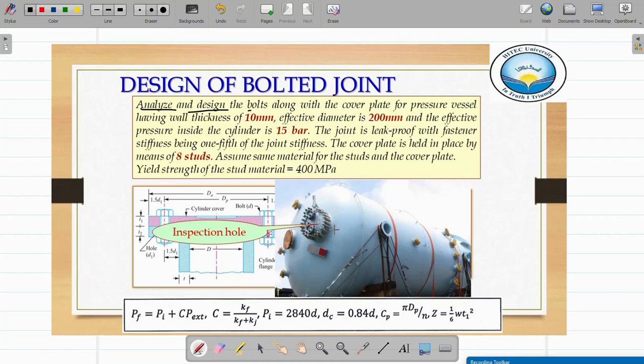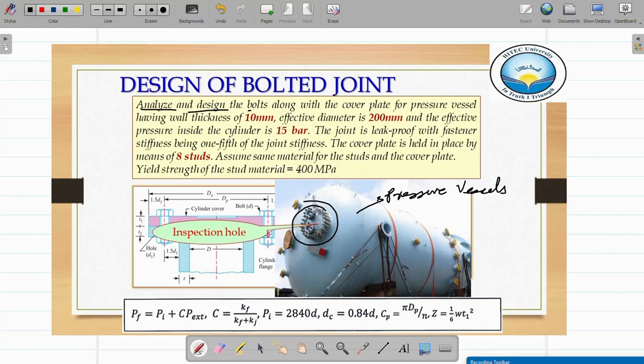So if you look at the assembly, these are very large pressure vessels. Pressure vessels are generally used to enclose very high pressure gases, and these are called inspection holes. These inspection holes are generally used to inspect the inside, where there is corrosion or any abnormal activity or a fire, all these things inside a cylinder.